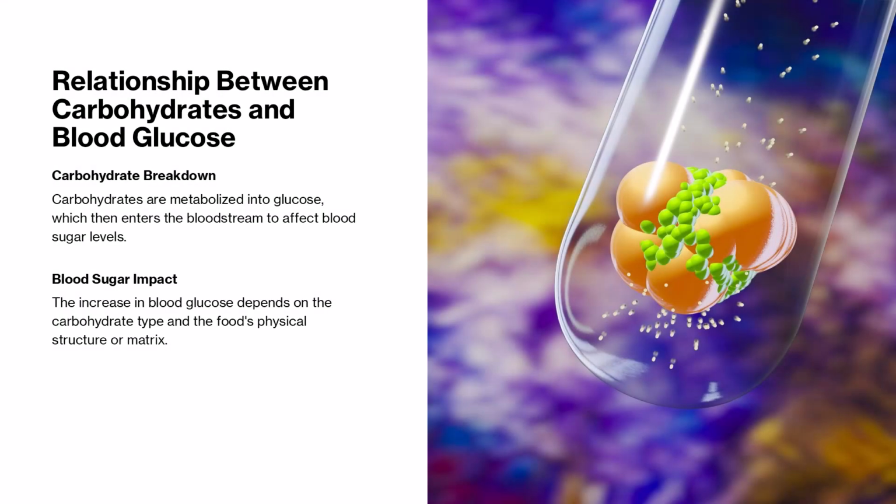Section 2. How foods affect blood sugar levels. Now let's explore how carbohydrates influence blood sugar. Relationship between carbohydrates and blood glucose. Carbohydrates are broken down into glucose during digestion. This glucose enters the bloodstream and raises blood sugar levels. The extent of this rise depends on the type of carbohydrate and the food's physical structure or matrix.